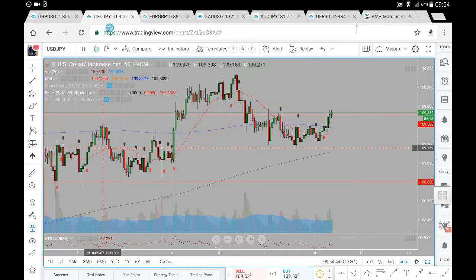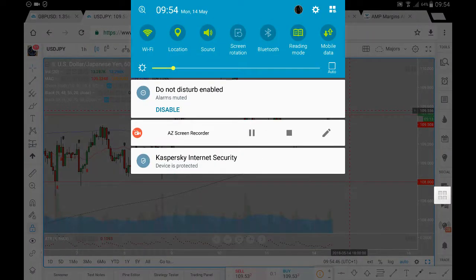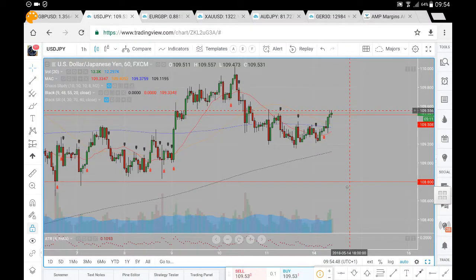So this US dollar Japanese yen analysis for Monday the 14th of May. Now let's just have a look at prices, where prices may likely go. So we've had price coming towards this 110 level.